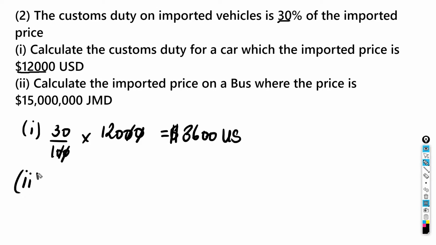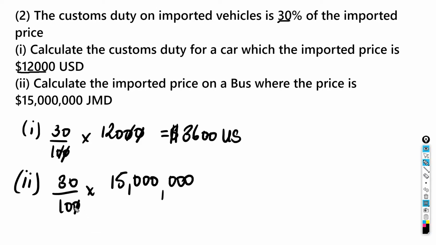So for the second one now, it says calculate the duty on a bus where the price is 15 million Jamaican dollars, okay? So let's do that one. It's 30% of 15 million, right? All right. And these two zeros cancel these two zeros. And we're going to get 150,000 times 30, okay? All right. And the duty is 4.5 million, okay? All right, guys. Awesome. Cool.